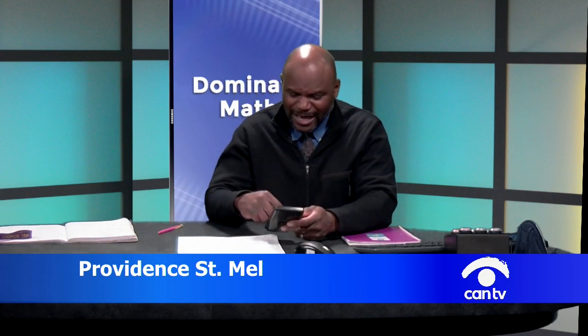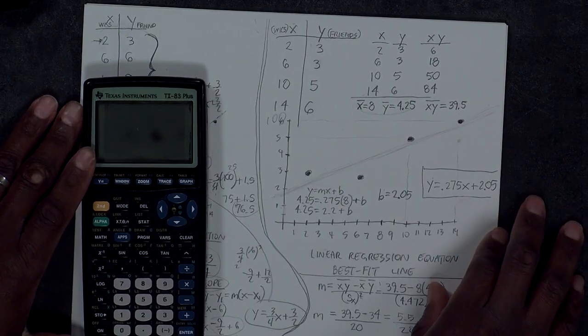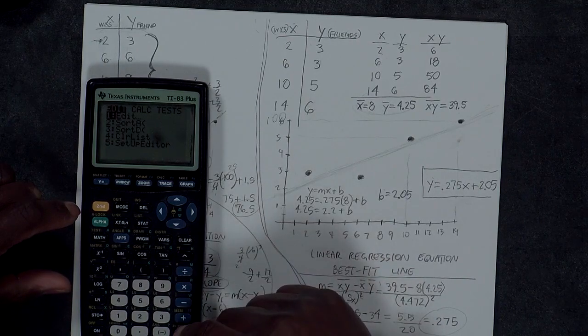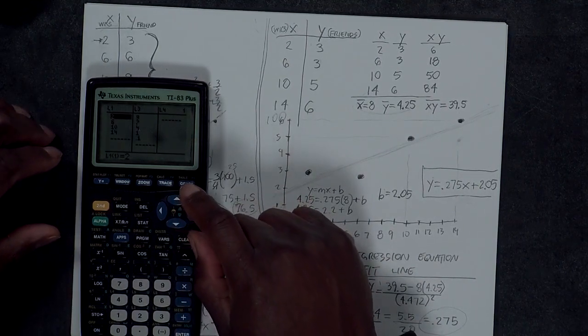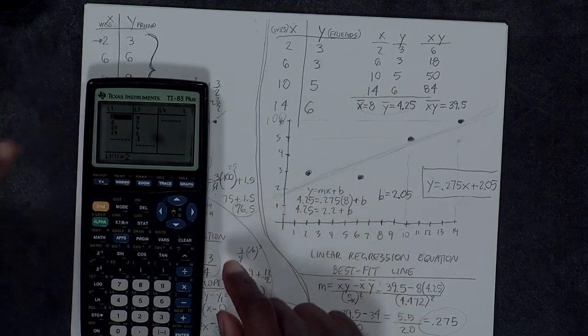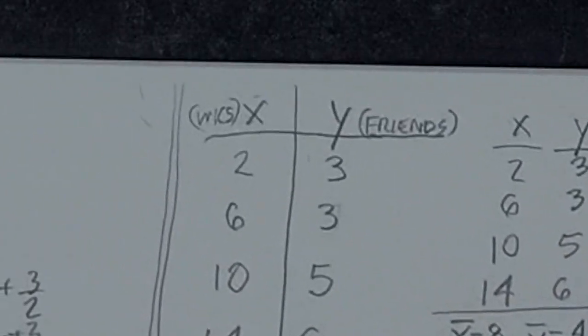I'm reminded of, let's add a little technology to this. What I'd like to try to do is put this into our calculator. Let's go to stat again. Let's go to edit. And we've got 2, 6, 10, 14. I don't know if you can see this. Let me try to zoom in more. I didn't mean to do that. There we go.